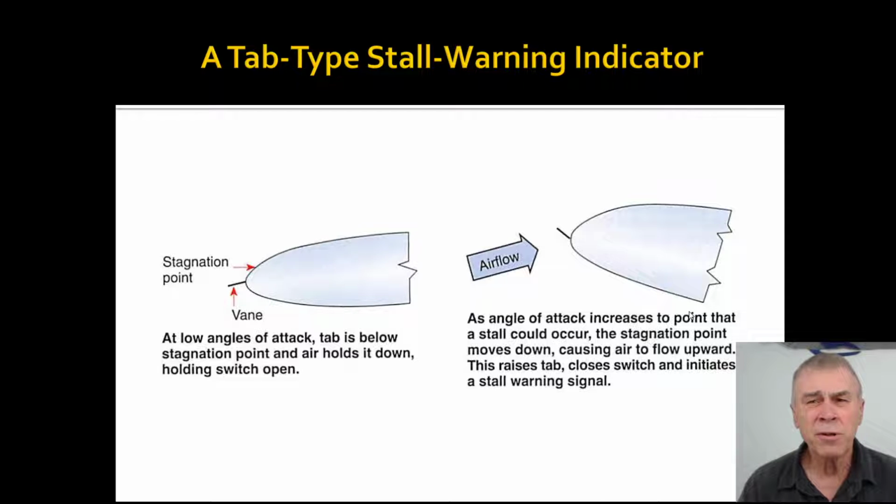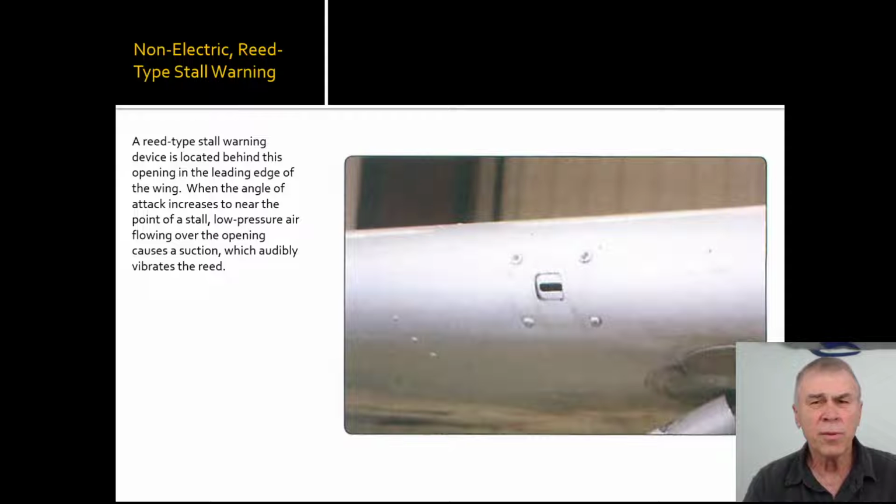More of the same, the tab type. This one you can see it doesn't actually have a tab. So if you notice that, no, the tab's not missing. It's just using a different method to detect the stall. It's a reed. In effect a reed that's placed on the inside. So it's kind of like a reed instrument, musical instrument. It utilizes a reed which reacts with the wind.